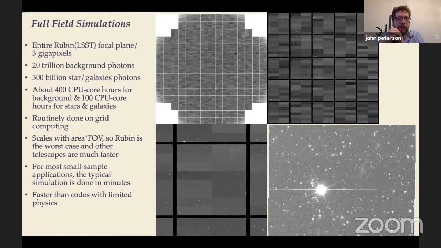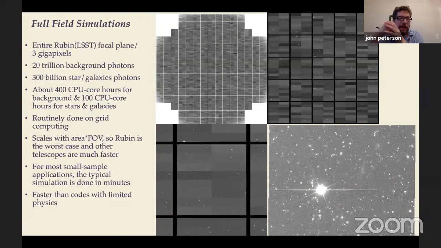So in a given exposure, there are basically about 20 trillion background photons and 30 billion photons from stars and galaxies. You can do both of those things in about 500 CPU core hours. So if you get 500 cores, which is not so hard these days, you can do this all in an hour. And we've done several thousand of these. And this is the worst case. It scales with area times field of view. So if you have a telescope with a smaller area times field of view, which every telescope is, it goes much, much faster than this. Depending on the situation, it could take minutes or seconds or hours.